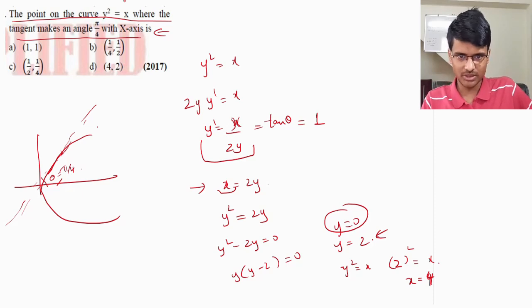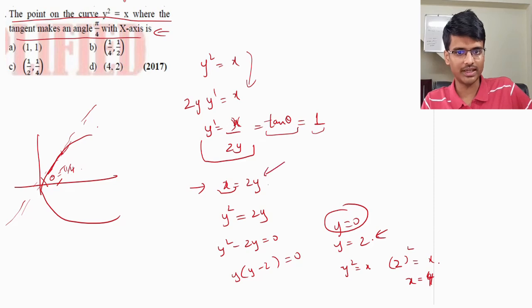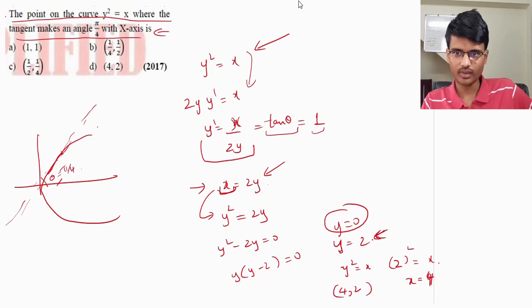Let me just summarize what I have done. I have differentiated. I have equated the slope of the function to tan 45, that is 1. Using that, I found a relation, x equal to 2y. Then I put x as y square and found the value of y. Knowing y is equal to 2, I substitute that in this equation and find the value of x. So the coordinate that I get is 4 comma 2. At 4 comma 2, the tangent to this function is at 45 degrees. So this is how you solve these kind of questions.